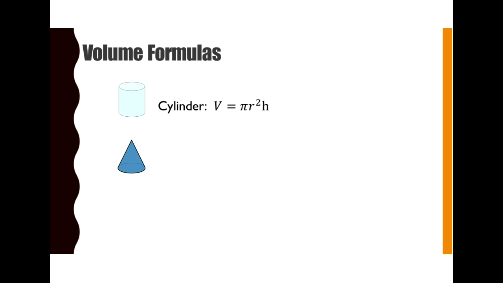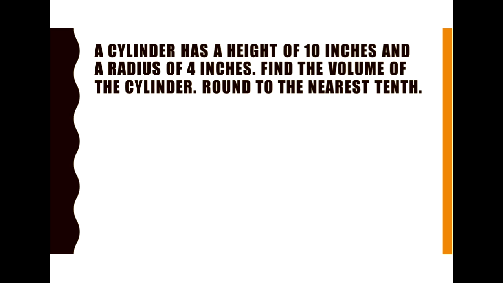Here's another shape, a cone. The volume of a cone is 1/3 pi r squared h. Notice the similarities between the two formulas. And here's one more shape, a pyramid. The volume of a pyramid is 1/3 capital B, which is going to represent the area of your base, times h, the height. Here's some practice with each of those shapes.